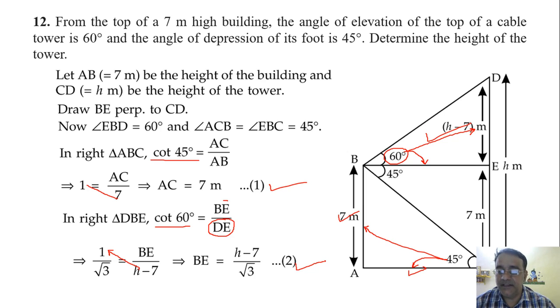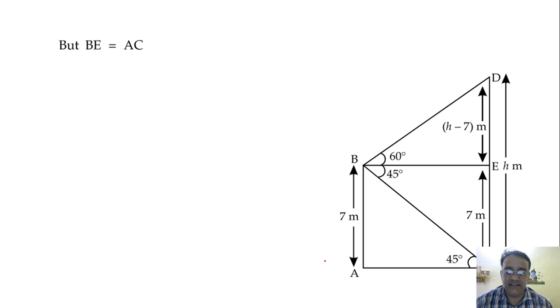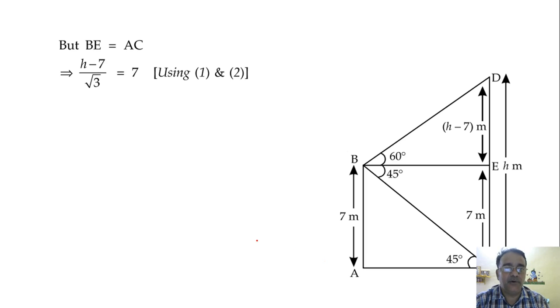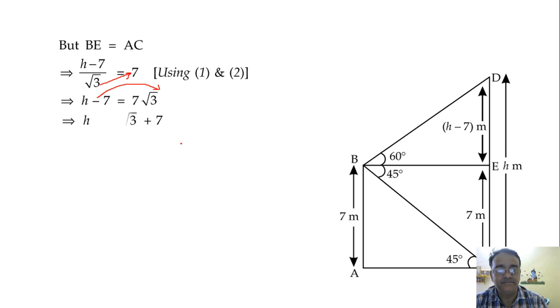Now BE is equal to AC, which implies h minus 7 upon root 3 is equal to 7. Cross multiply, we'll get h minus 7 is equal to 7 root 3. Shift minus 7 to this side, so it becomes plus 7. Then taking 7 common, we get 7 into root 3 plus 1 meter. This is the answer given in the textbook.